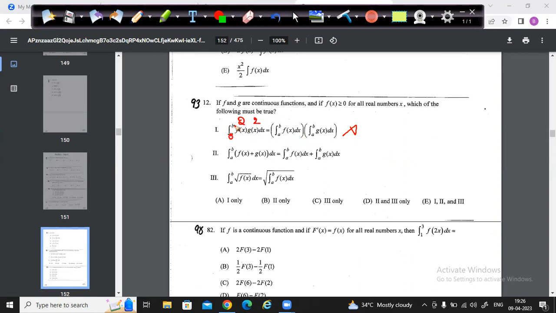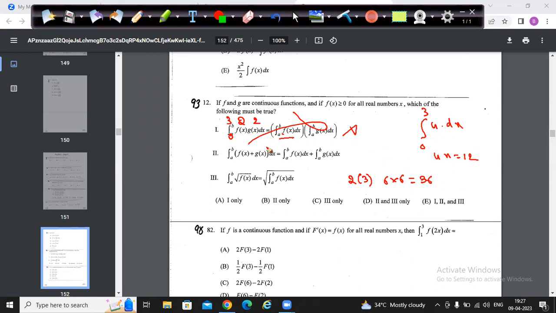So this is integral from 0 to 3, 4 dx, which is 4x, which is 12. If I take integral of 2 dx, that is 2x, which is 2 into 3, 6, and 6 into 6 is 36. Is 12 equal to 36? No. The integral of a to b f of x into g of x dx is not equal to the integral of a to b f of x dx into the integral of a to b g of x dx. So statement 1 is 100% wrong, which cannot be true.